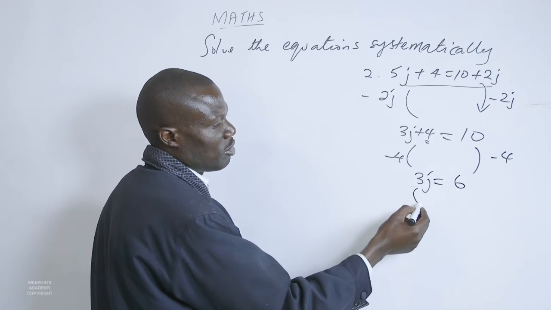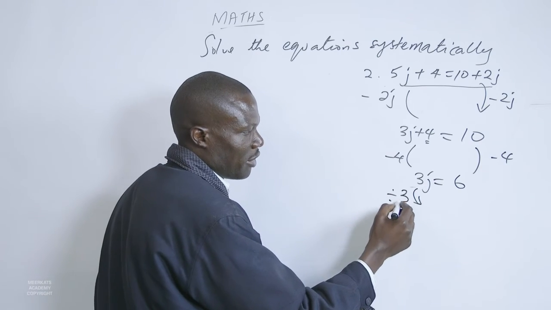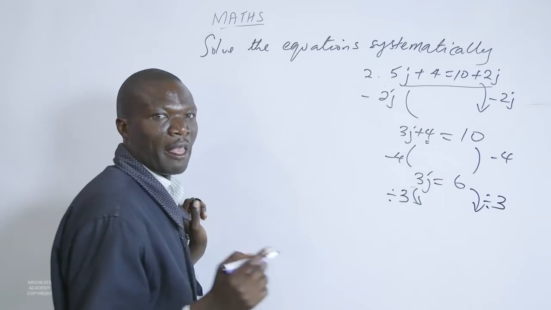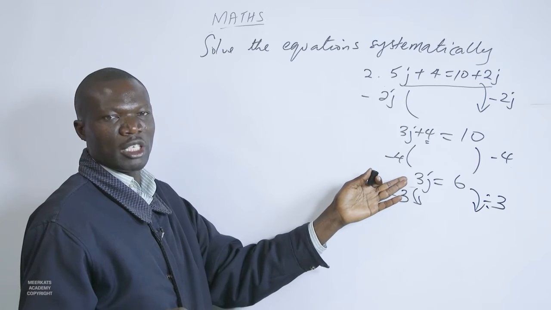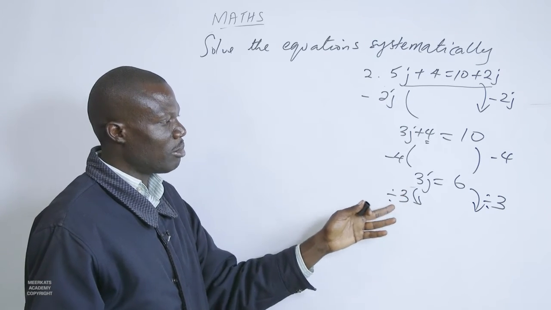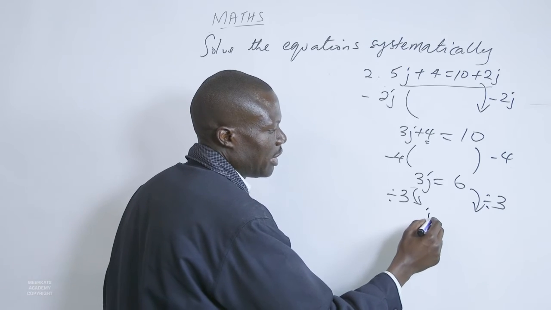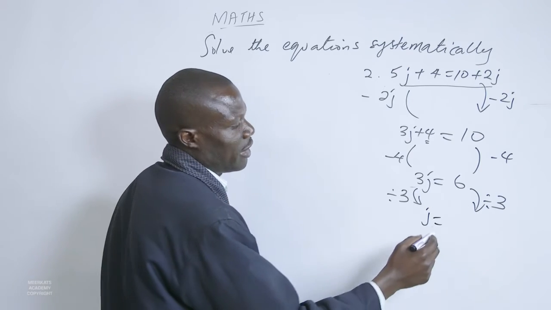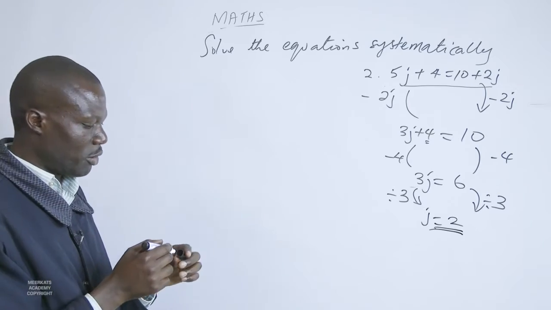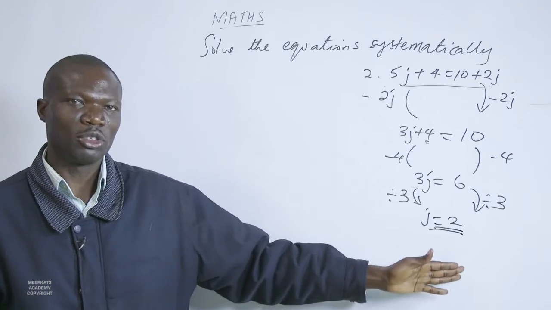Then we shall have to get this side divided by 3. When you divide by 3, why am I dividing? Because this is a product. j times 3 is 3j. 3j divided by 3 gives us j, is equal to 6 divided by 3, which is 2. So the solution for our question here is j equals 2.